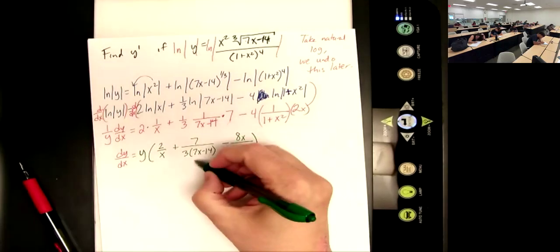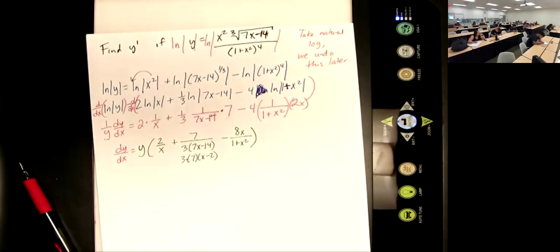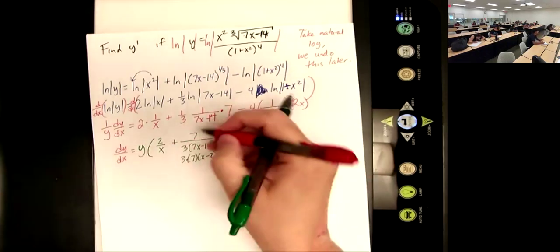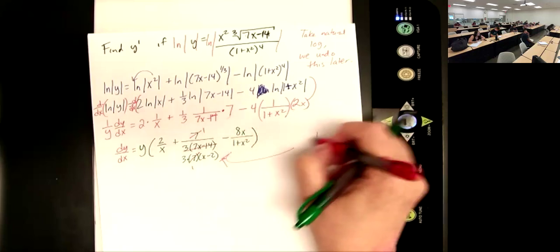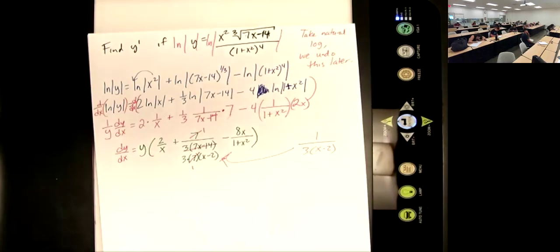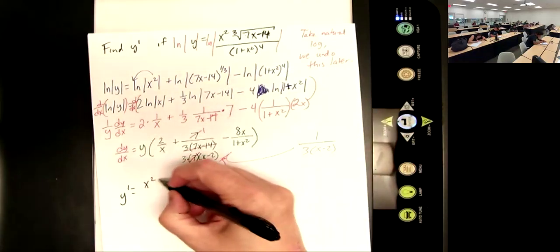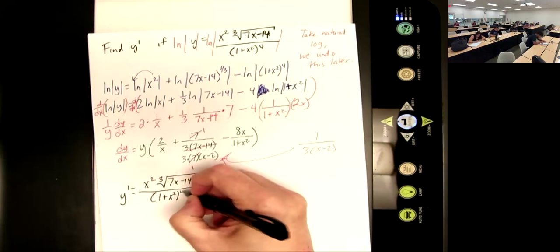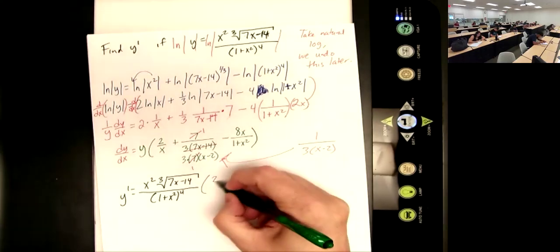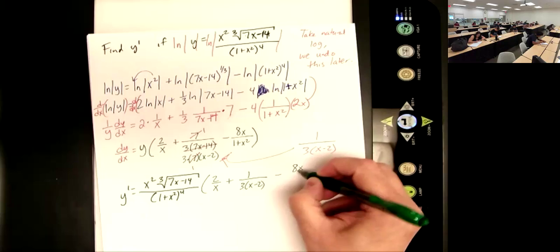If we take this 7x minus 14 and treat this as 7 times x minus 2, we can reduce this a little bit. So the sevens will cancel, and that middle term will just be 1/3 times x minus 2. And now we're almost done. So y prime equals y, but y was x squared cube root of 7x minus 14 all over 1 plus x squared to the 4th power, multiplied by 2/x plus 1/3 times x minus 2 minus 8x over 1 plus x squared.